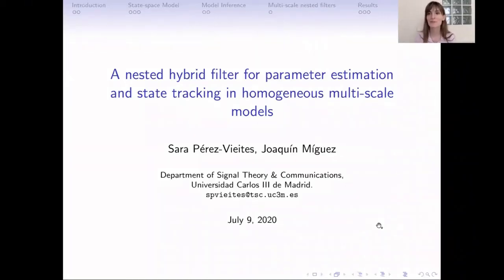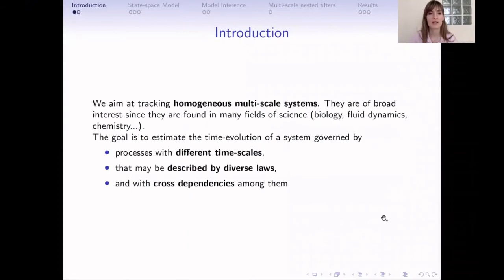Hi to everyone, I'm Sara Pérez-Vieites from Universidad Carlos III de Madrid, and I'm going to present a nested hybrid filter for parameter estimation and state tracking in homogeneous multiscale models. So we aim at tracking homogeneous multiscale systems that can be found in many fields of science, such as biology, physics, material science, or chemistry, for example.